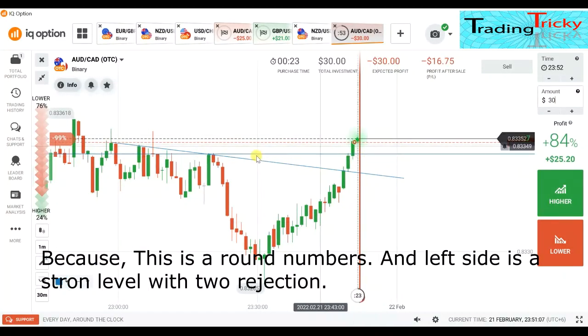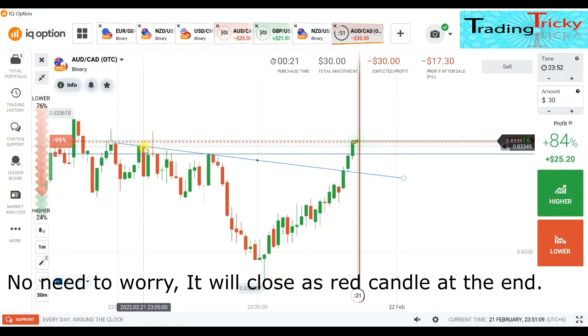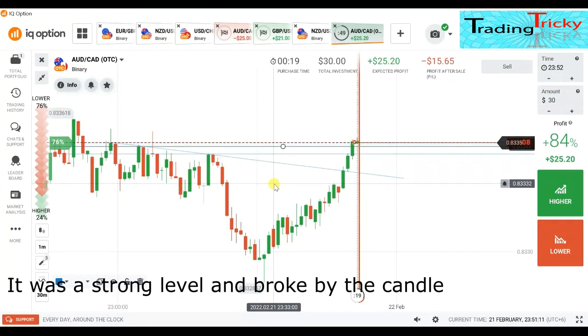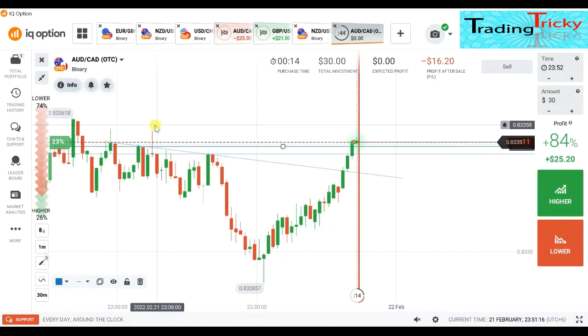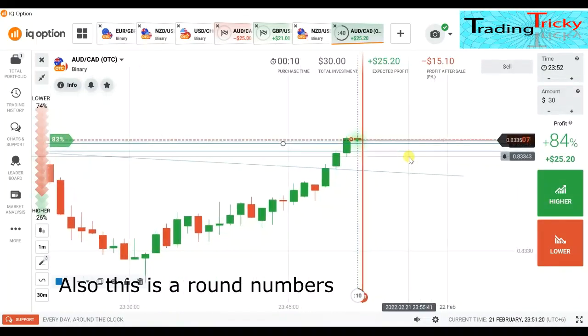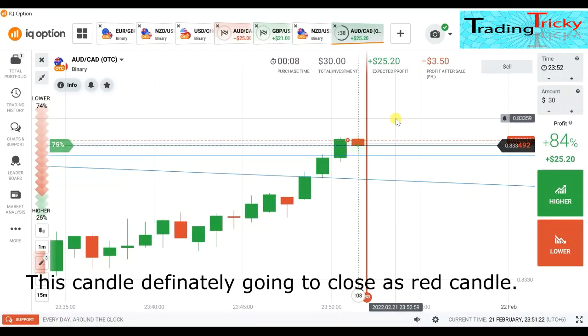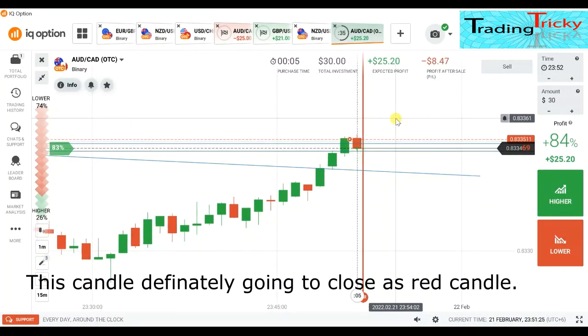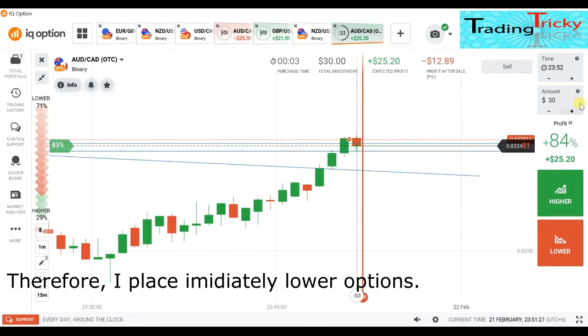No need to worry, it will close as a red candle. See, it was a level, it has been broken by this candle. Then you can see very strong rejection, and this is a round number, so this candle is definitely going to close as a red candle. So I immediately placed a lower option.